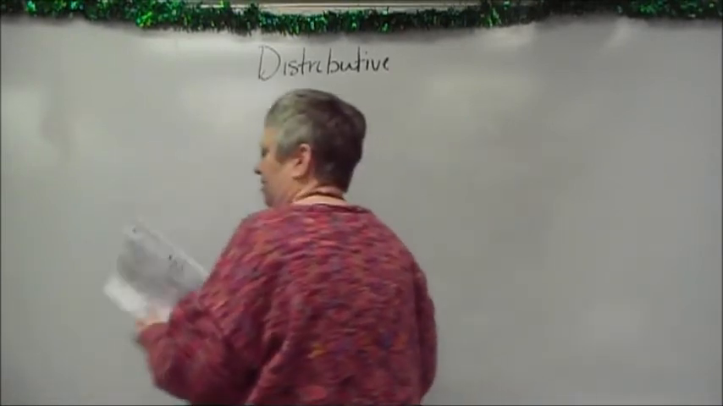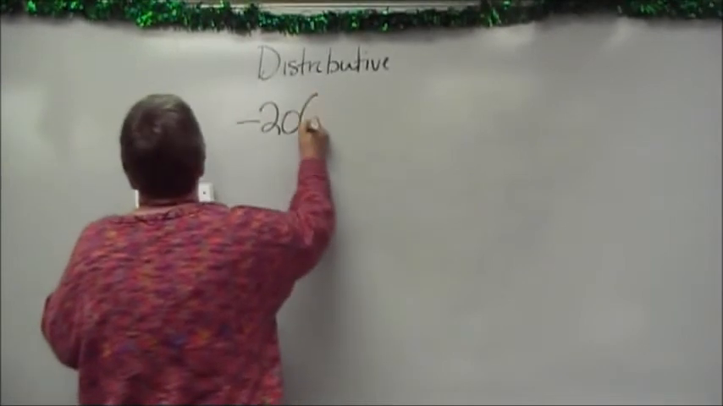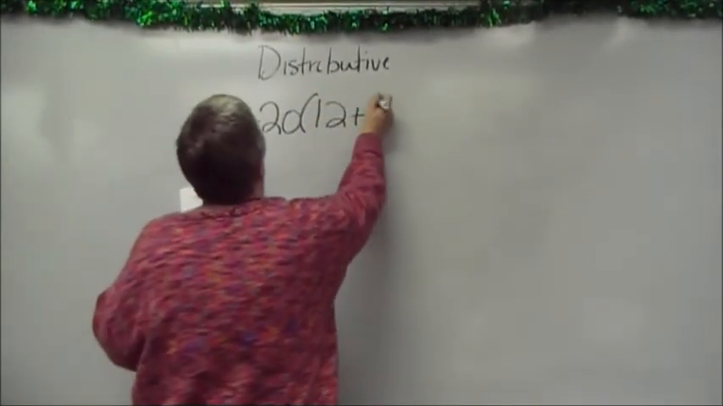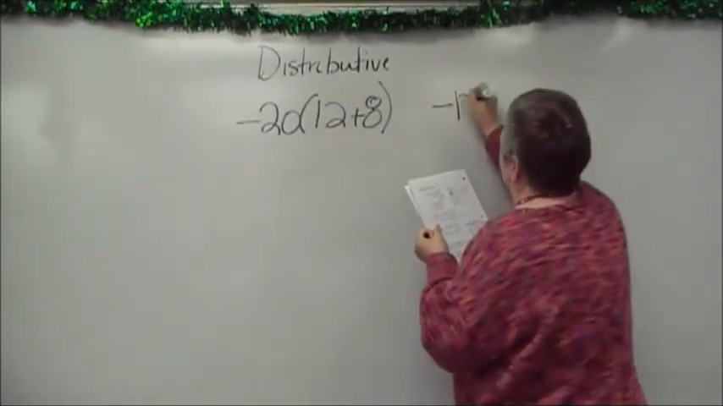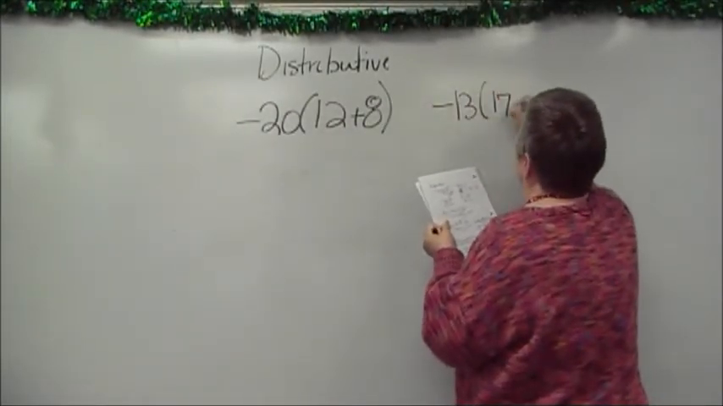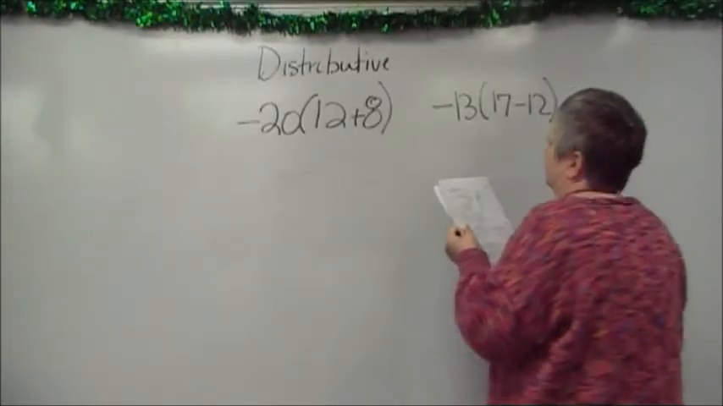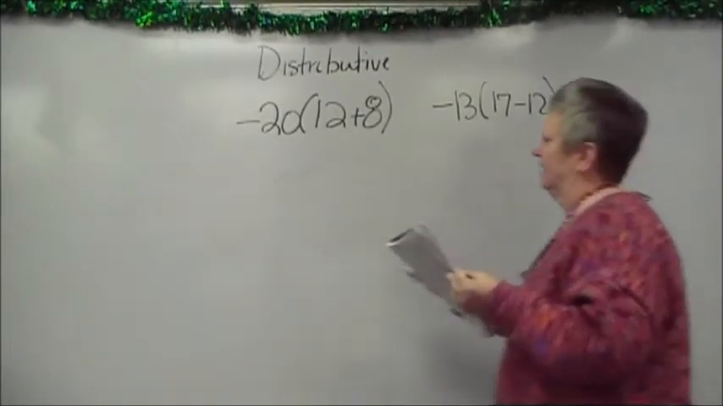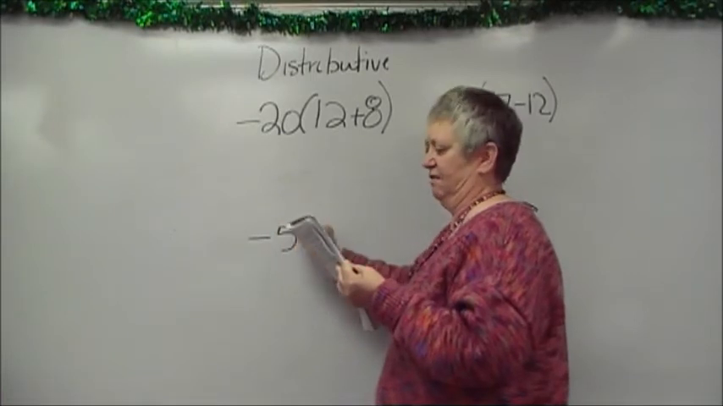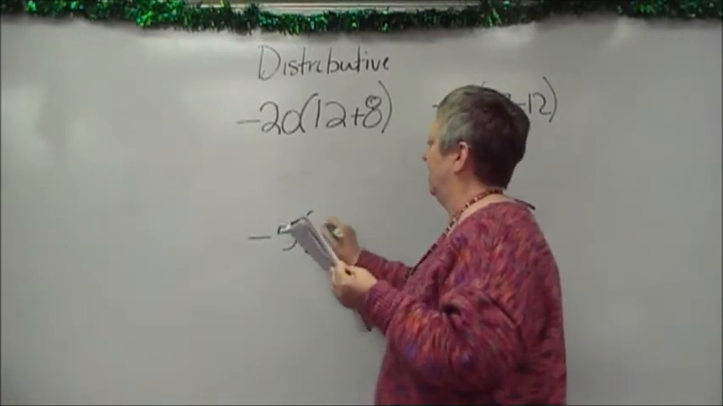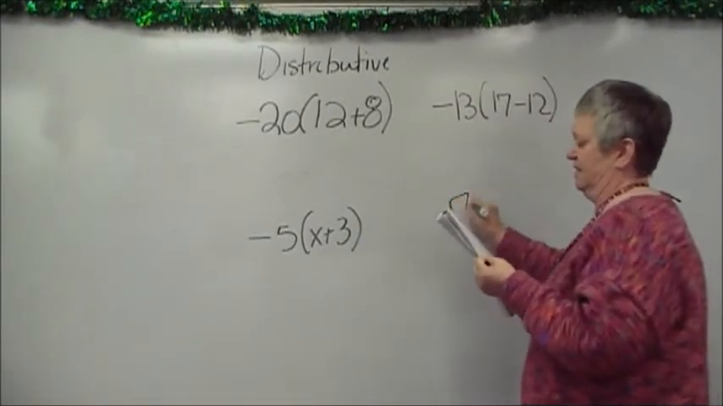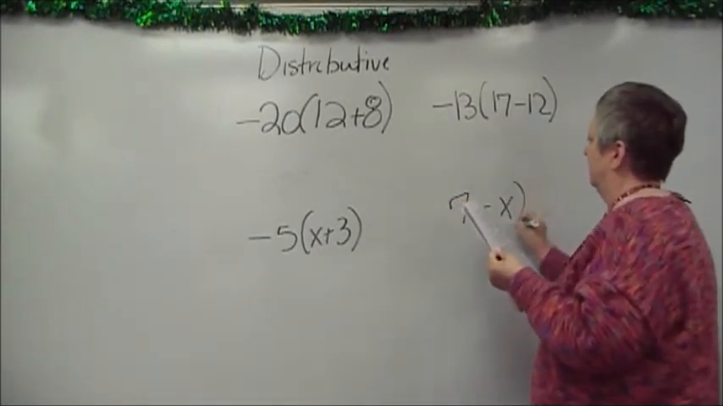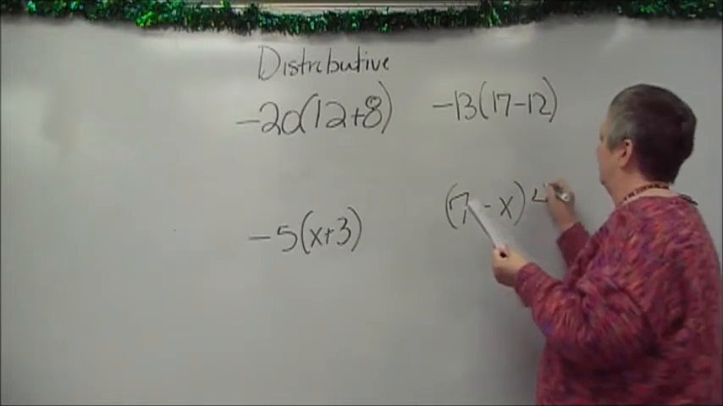Okay, now some problems for you to be practicing. I'm going to put down negative 20 times 12 plus 8 using the distributive. There's no one, negative 13 times 17 minus 12. Negative 5 times x plus 3. And 7 minus x, parentheses, and we're going to multiply it by 4.